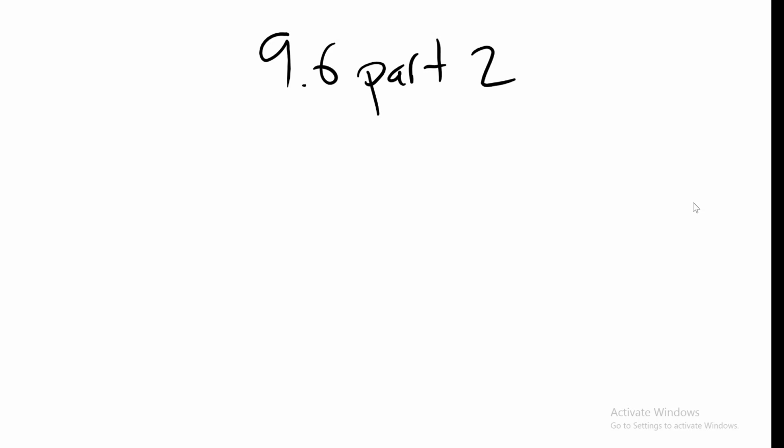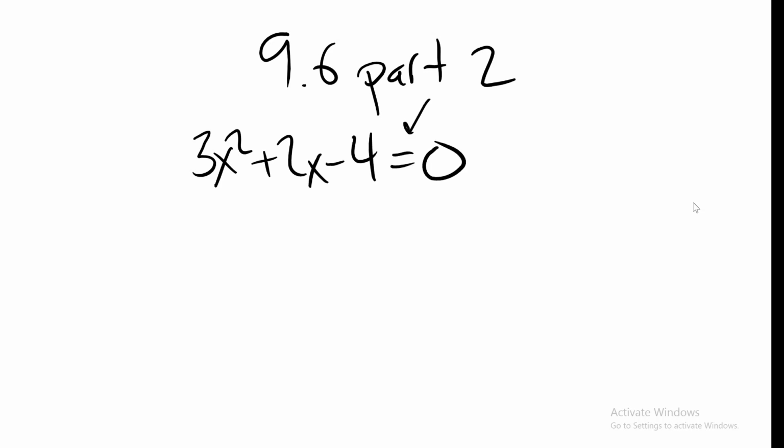So the first important thing for quadratic formula is every problem we've done so far, it's like 3x squared plus 2x minus 4 equals 0. It equals 0 at the beginning. Today we're going to deal with a whole bunch that don't equal 0 from the beginning. So let's take our first example.